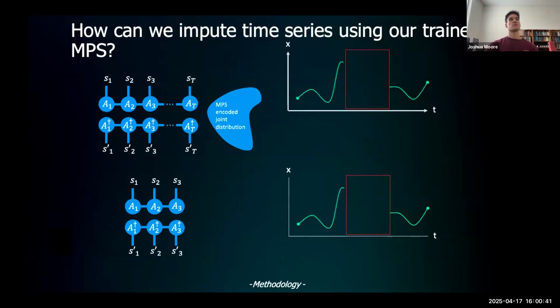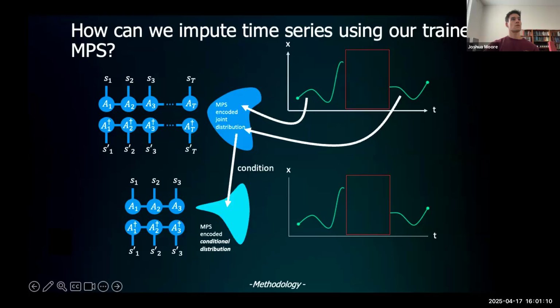And then another thing we can do is imputation. So for example, we have our trained MPS. So once again, we have this data structure, which represents a joint distribution. We can then condition it. So in this example, this green curve represents the observation. So this is what we observe. And this red box is the time series that are unobserved, say the sensor goes down. We can then condition the distribution by essentially measuring the known values.